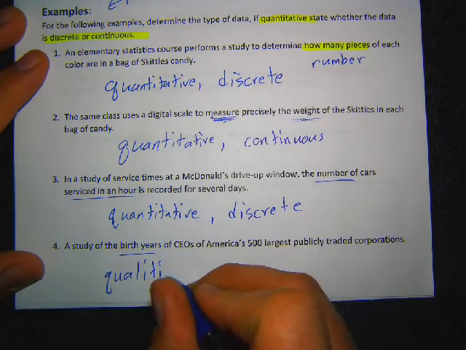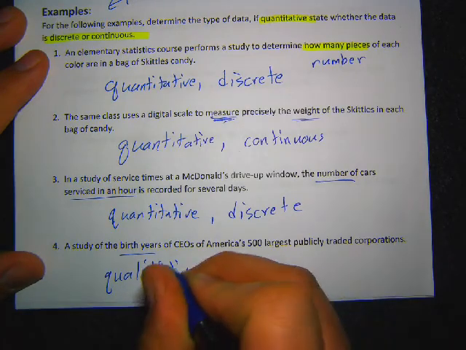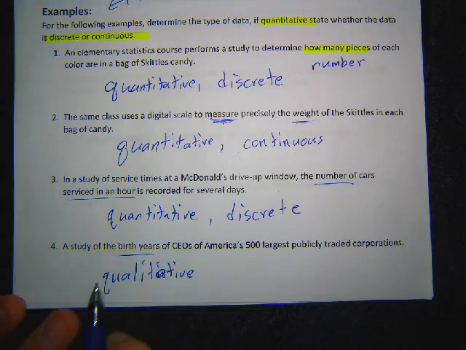So qualitative. I don't know. When you're trying to spell words in front of people, that's when you make all the mistakes, right? Whoops. All right, so qualitative.